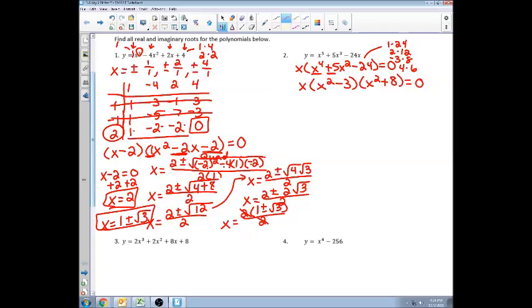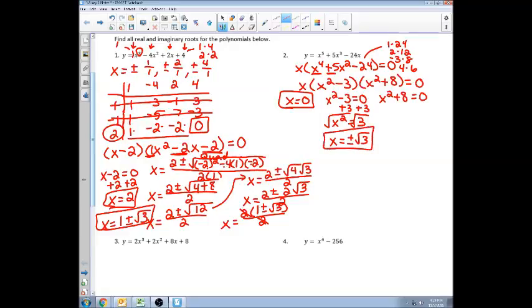Now, I cannot factor the x squared minus 3 any further because 3 is not a perfect square. I cannot factor the x squared plus 8 any further because 8 is not a perfect square, and it is not the sum of 2 numbers. So I need to set everything equal to 0. So x equals 0, x squared minus 3 equals 0, and x squared plus 8 equals 0. I'm going to work with the x squared minus 3 first, so I'll add 3. So x squared would equal 3. The square root of that would get me x equals plus or minus the square root of 3.